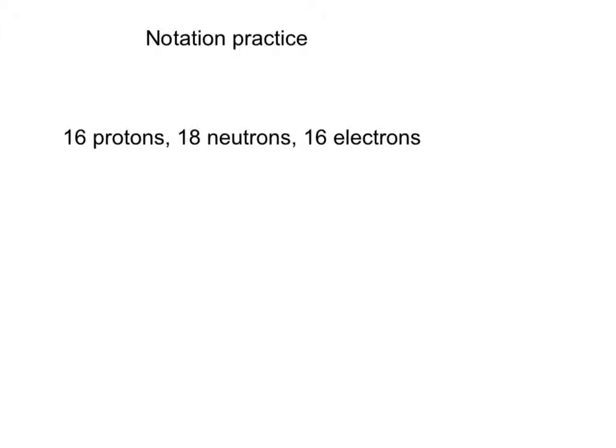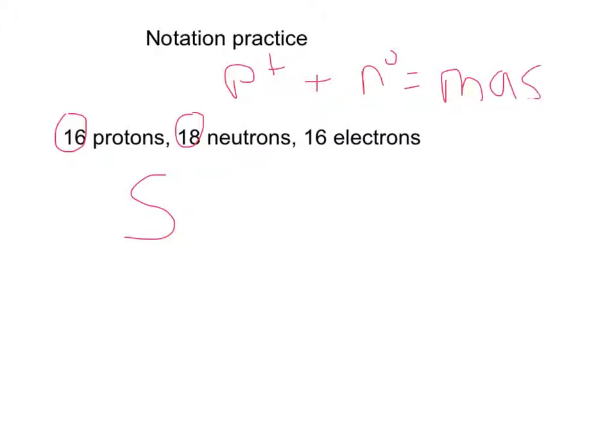Okay, so we're going to do shorthand first. With 16 protons, all we have to do is check our periodic table and we see that this is sulfur. The other thing you need to write is the mass number. You get that by adding the protons and the neutrons. Protons plus neutrons equal mass. So 16 plus 18 is all we have to do here. The mass of this sulfur isotope is 34. So that's our shorthand notation.